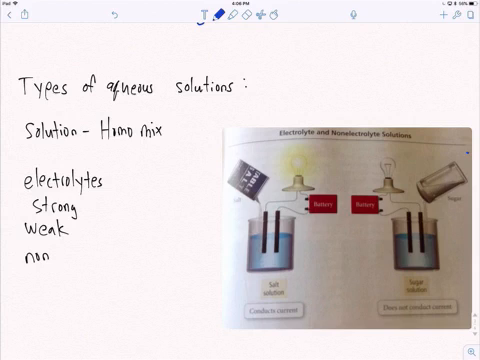But so strong electrolytes, they have to ionize. They have to break apart. Weak electrolytes are molecules that like to stay together, but they break apart a little bit. So vinegar, acetic acid, is an example of a weak electrolyte. It likes to stay together, but it will occasionally break apart.